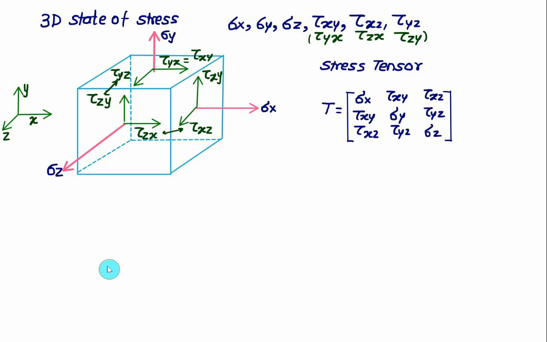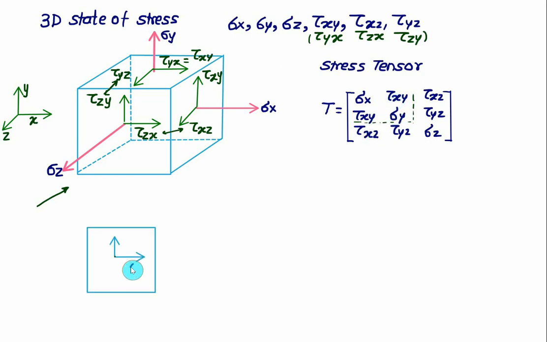But in most cases we have only the 2-dimensional state of stress. So if you observe the same 3-dimensional state of stress along the z axis, then what you visualize will be the 2-dimensional state of stress. In the 2-dimensional state of stress, no component along z will come, so only the values of sigma x, sigma y and tau xy.